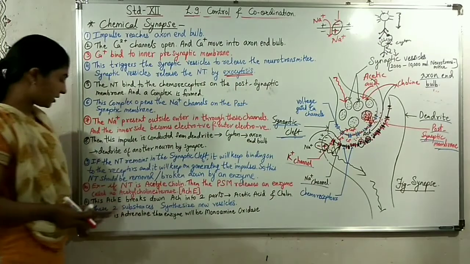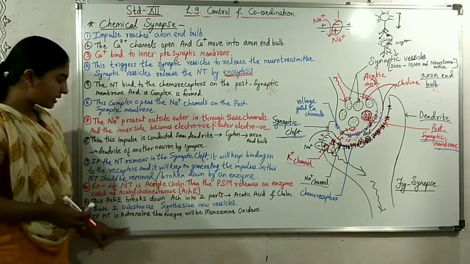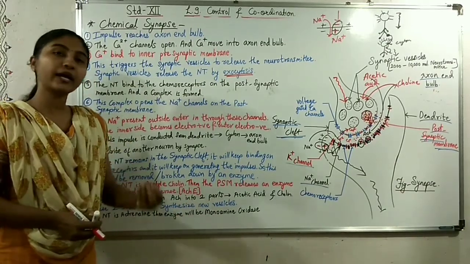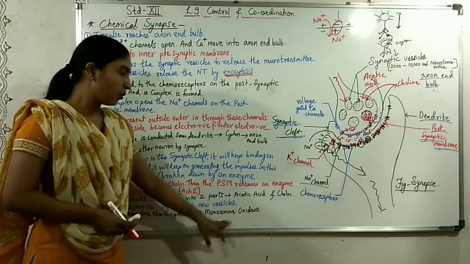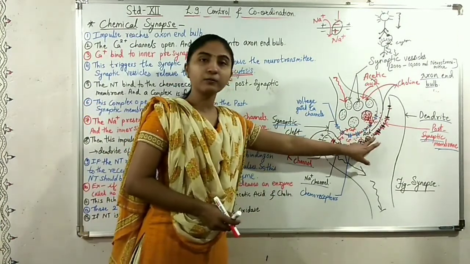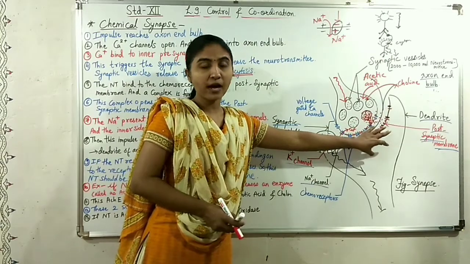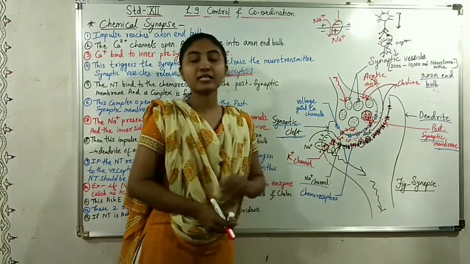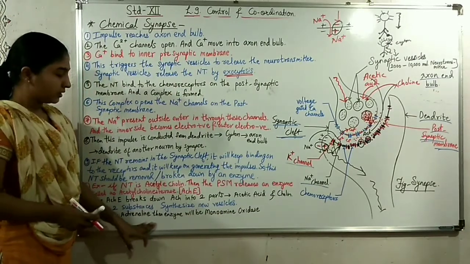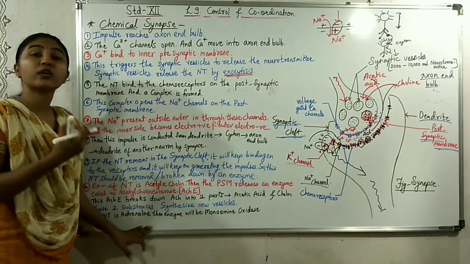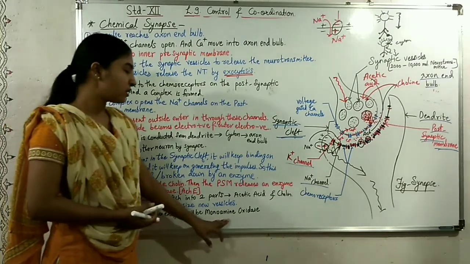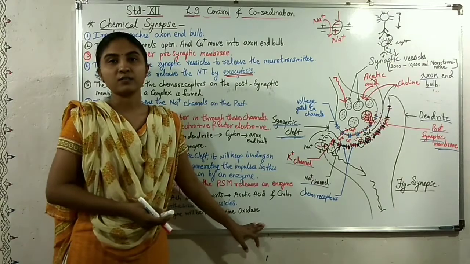Now if the neurotransmitter is adrenaline, then the enzyme required to break down this adrenaline is monoamine oxidase. If the neurotransmitter is acetylcholine, the enzyme required to break it down will be acetylcholine esterase. And if the neurotransmitter is adrenaline, the enzyme required to break it down will be monoamine oxidase.